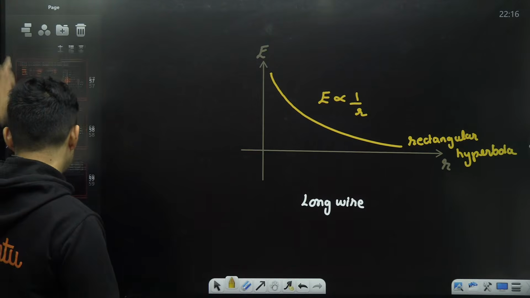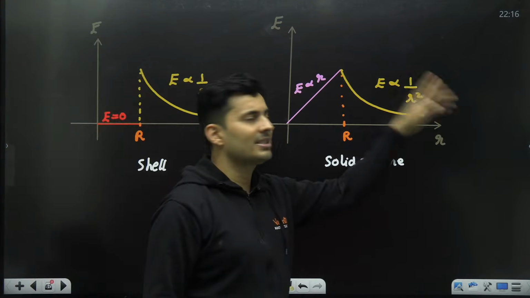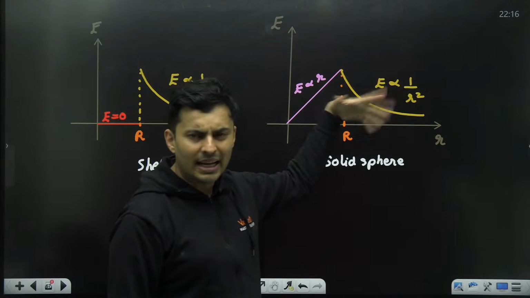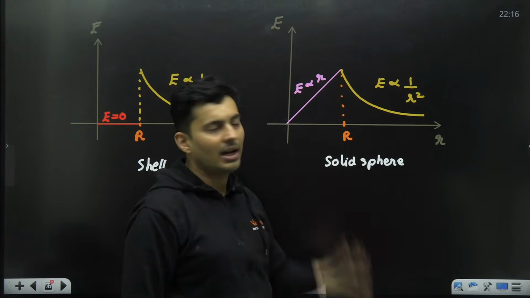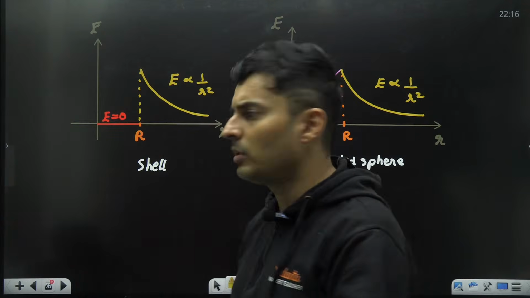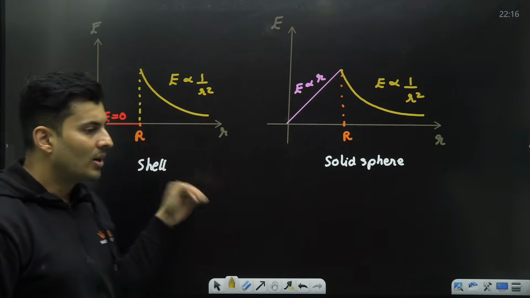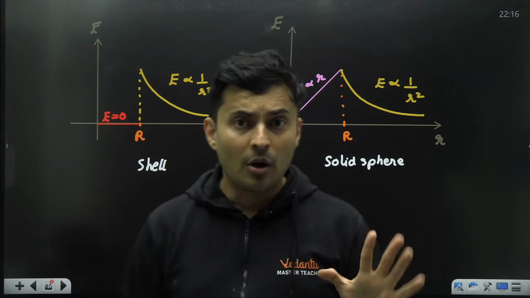Don't say that, sir, even this graph is a rectangular hyperbola. No, it is just a random curve. It's like a hyperbola, but it is not a hyperbola. So it is 1 by r square. 1 by r square graphs are not hyperbolas. Keep that in mind. Cool? So these are your applications of Gauss's law.